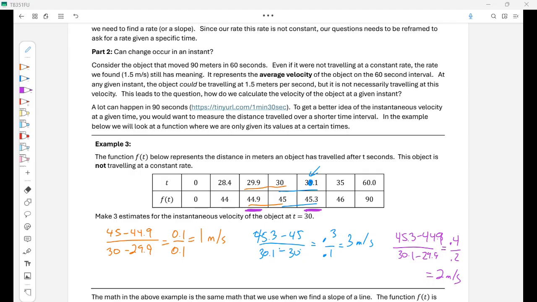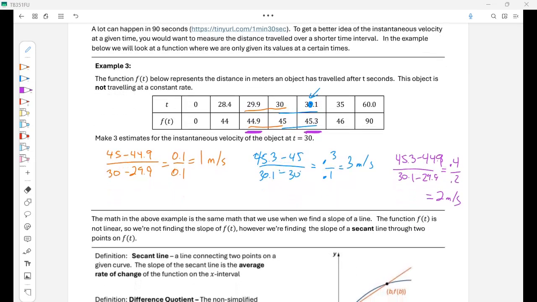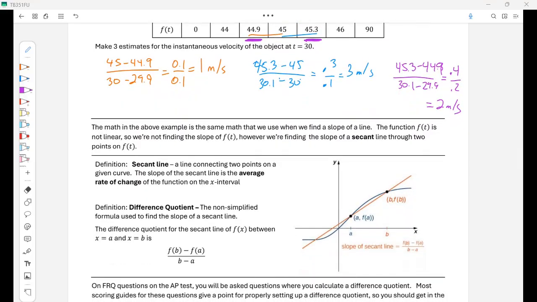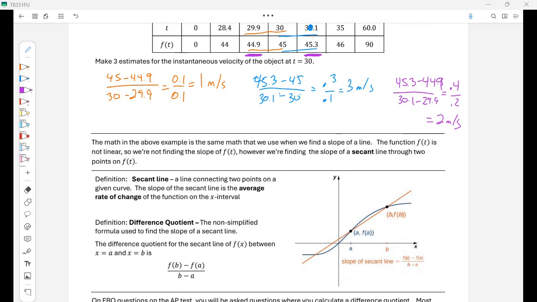So who's to say one's better than the other? You could split the difference with the 2 meters per second, but that's just an educated guess at best. Before we jump in and actually see an example of how we can do this or where we're going, a little bit of vocab here.